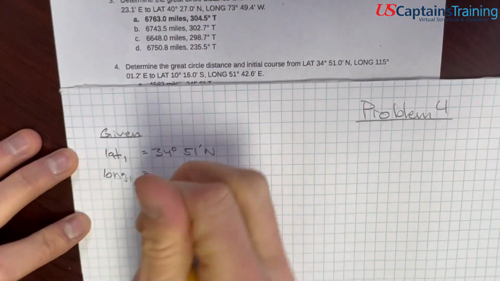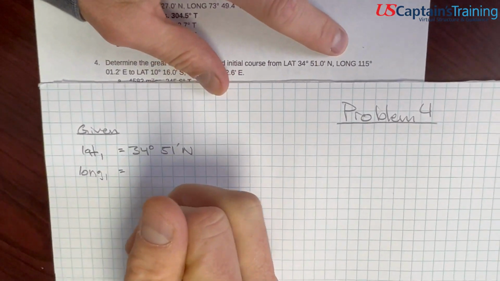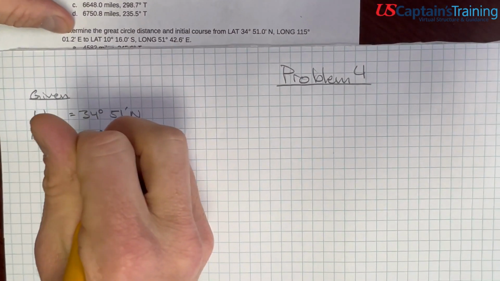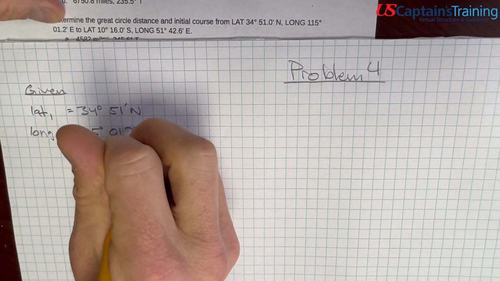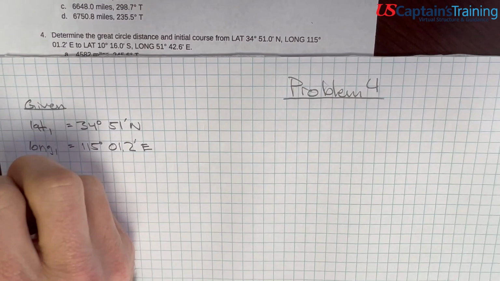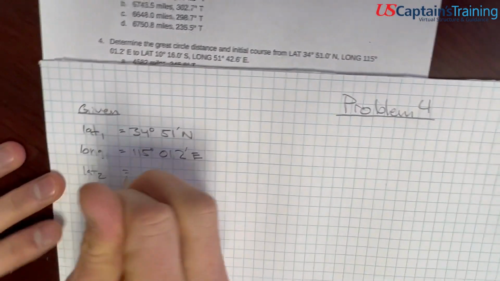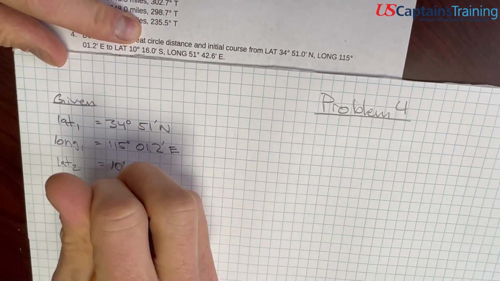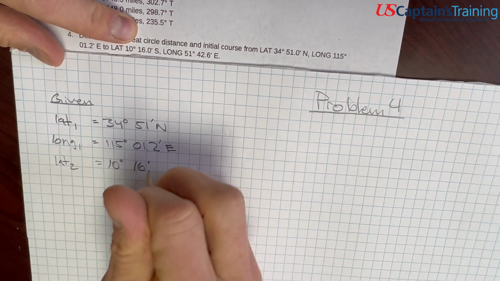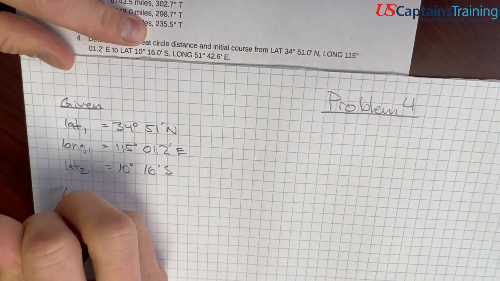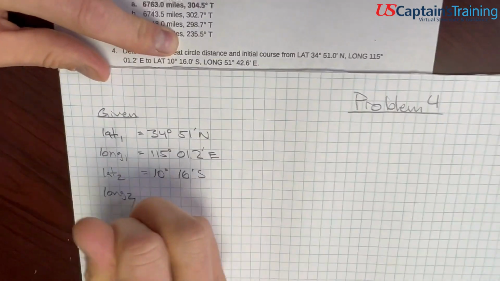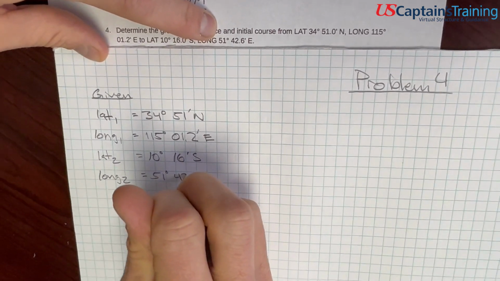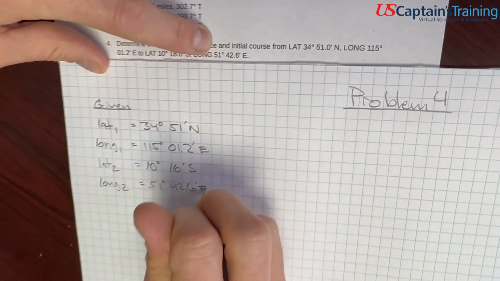Longitude 1 equals 115 degrees, 01.2 minutes east. Latitude 2 is equal to 10 degrees, 16 minutes south. And longitude 2 is equal to 51 degrees, 42.6 minutes east.